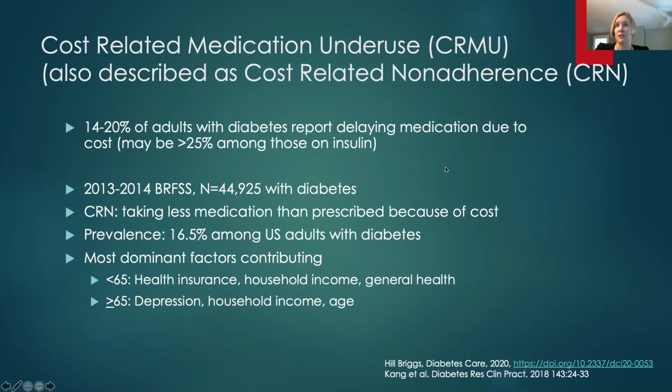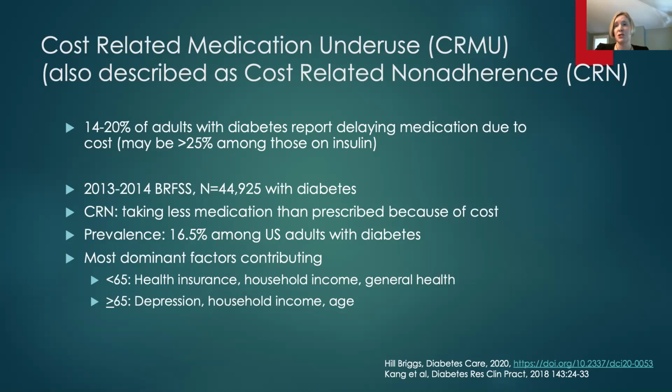I tend to prefer cost-related medication underuse, as it has less negative connotations and assigns less blame, placing the focus of the problem on cost rather than on the individual. So cost-related medication underuse or non-adherence is quite high among individuals with diabetes, affecting between 1 in 4 and 1 in 6 individuals with diabetes, and is highest among those on insulin. And according to data from the Behavior Risk Factor Surveillance System, the prevalence of taking less medication than prescribed because of cost was 16% among adults with diabetes.